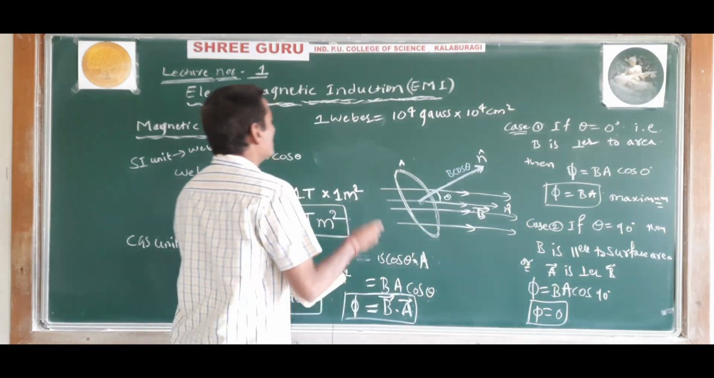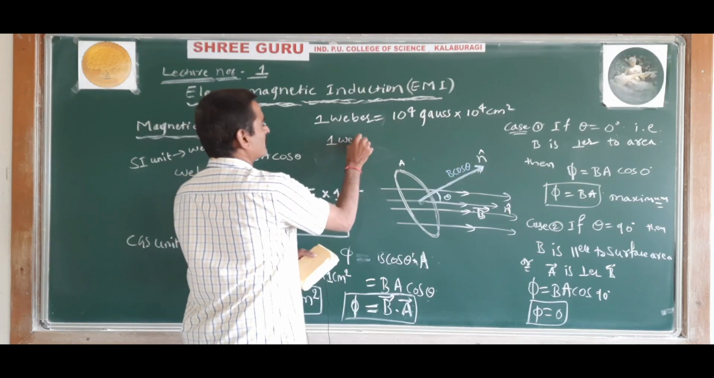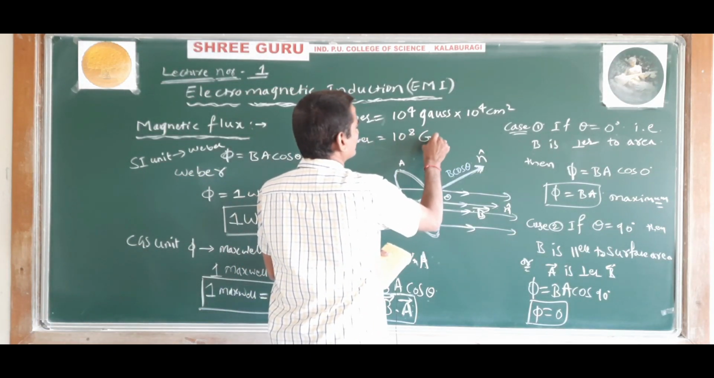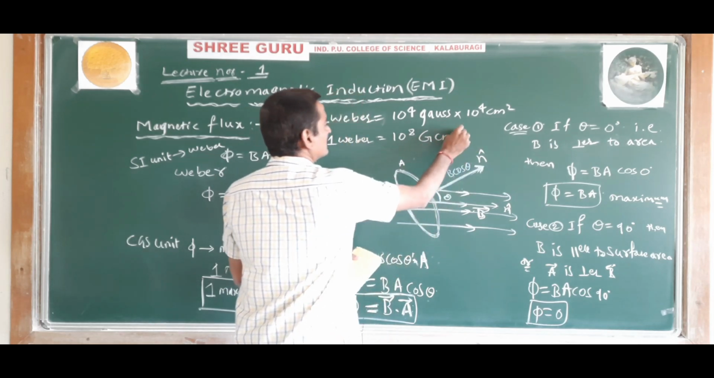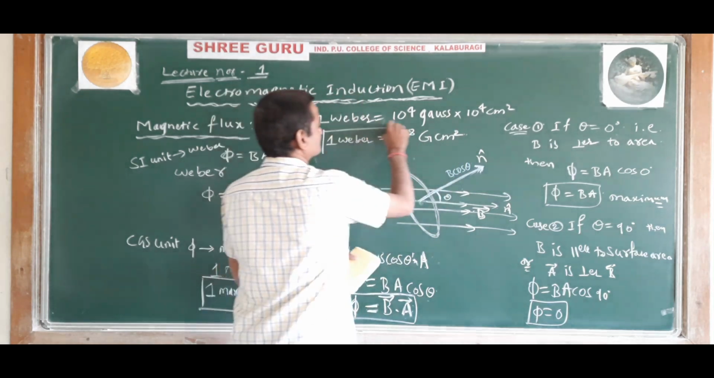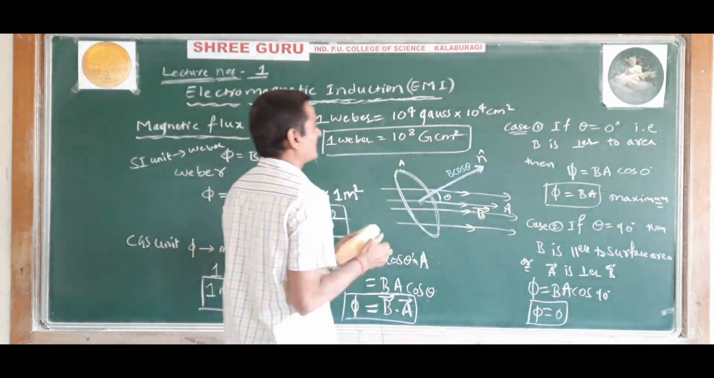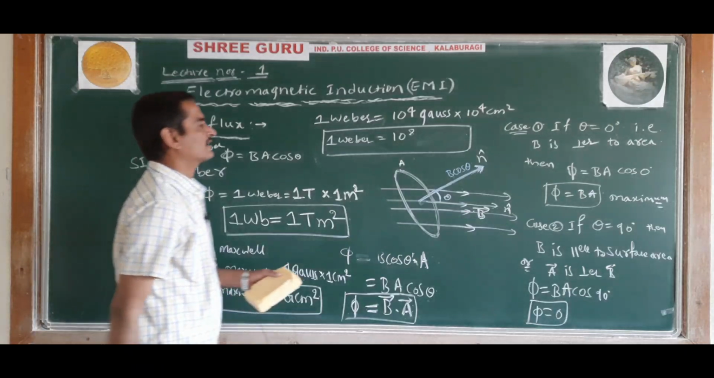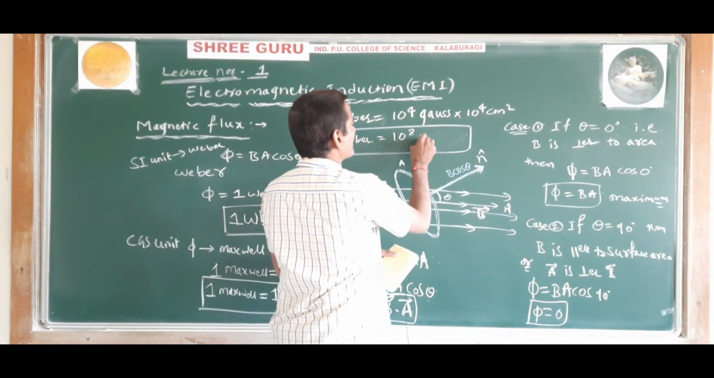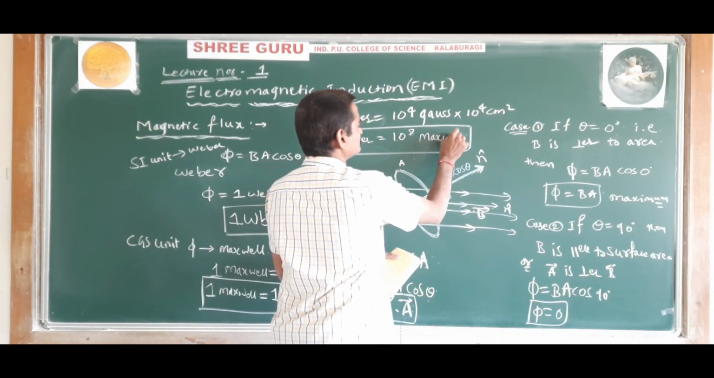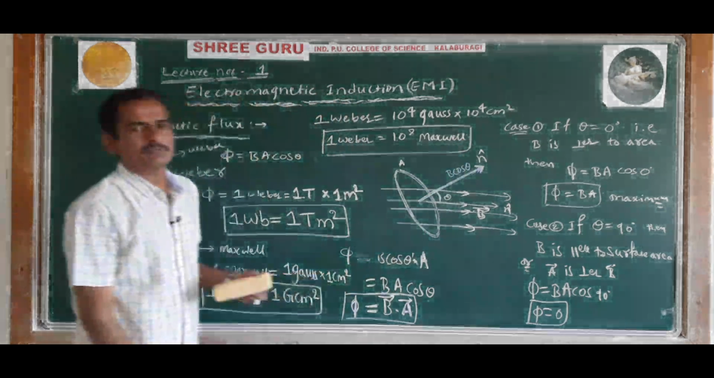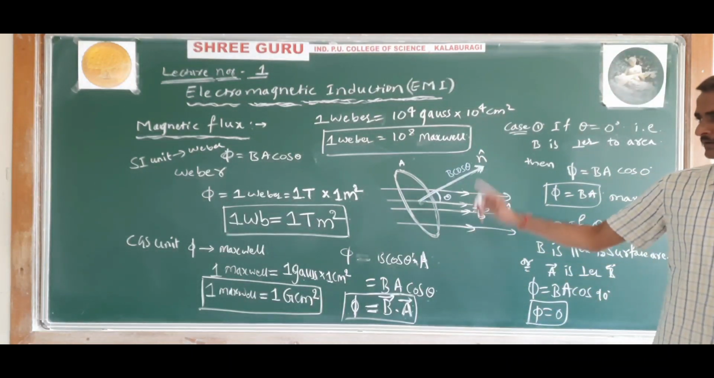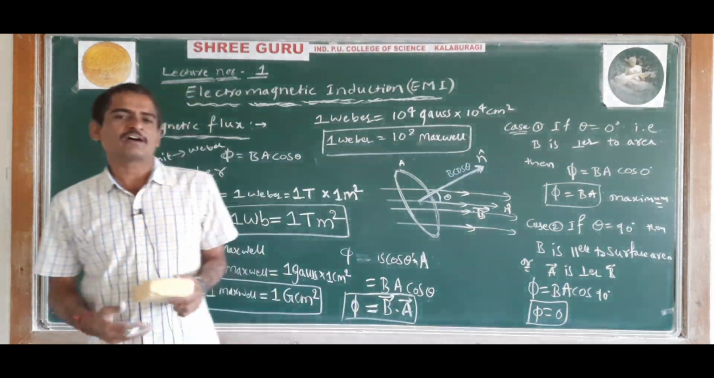So therefore 1 Weber is equal to 10 to the power 8 Gauss centimeter square. Gauss centimeter square is called Maxwell. So 1 Weber is equal to 10 to the power 8 Maxwell, or 1 Maxwell is equal to 10 to the power minus 8 Weber. Understood? So this is the unit of magnetic flux.